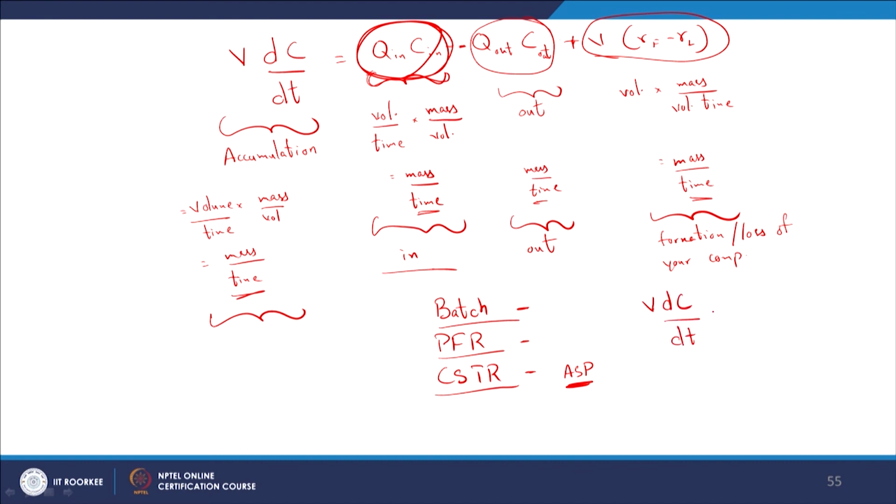It is V dC by dt equal to Q in C in minus Q out C out plus volume into rate of formation minus rate of loss. So, how is the compound changing with time in your system? It depends upon the mass coming into the system, mass going out of the system, and then how it is either being formed or lost due to various reactions.